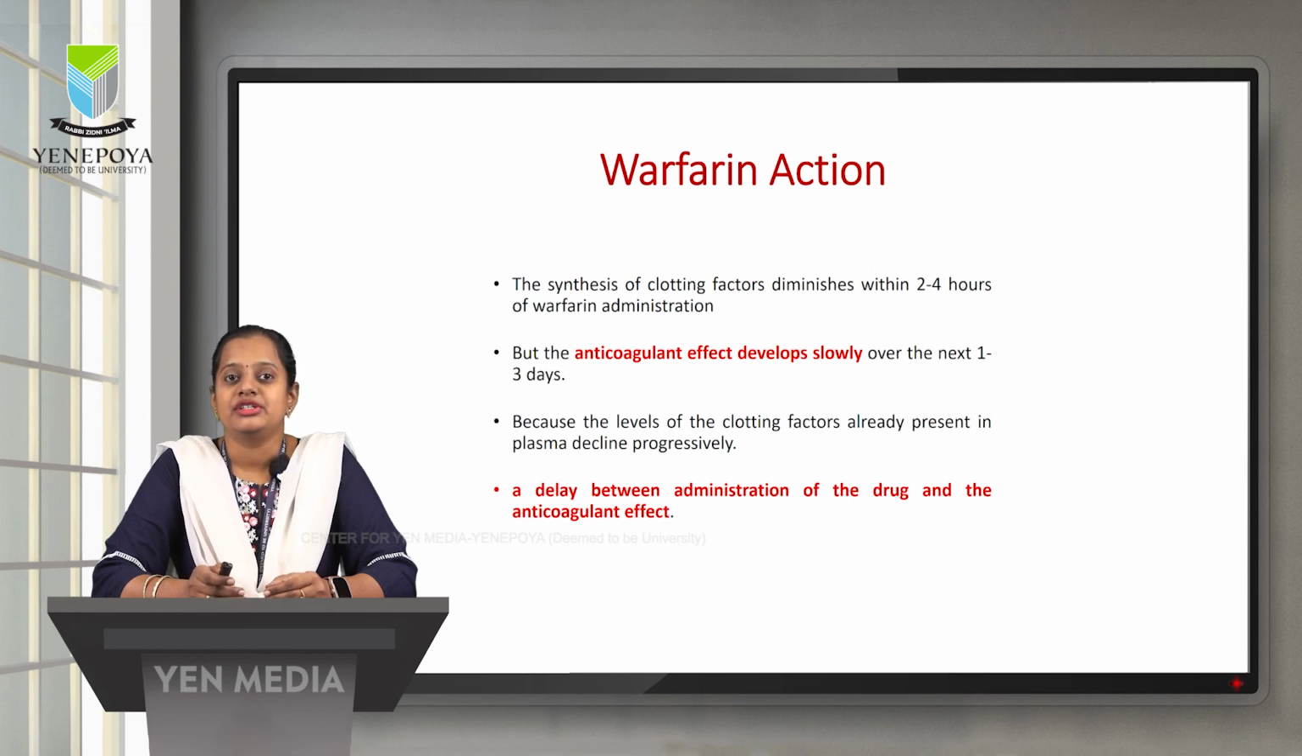So, if immediate anticoagulant action is to be seen, warfarin is not the preferred drug of choice, because warfarin will show the anticoagulant action slowly, after 1 to 3 days of drug administration. This has to be remembered while studying about warfarin.